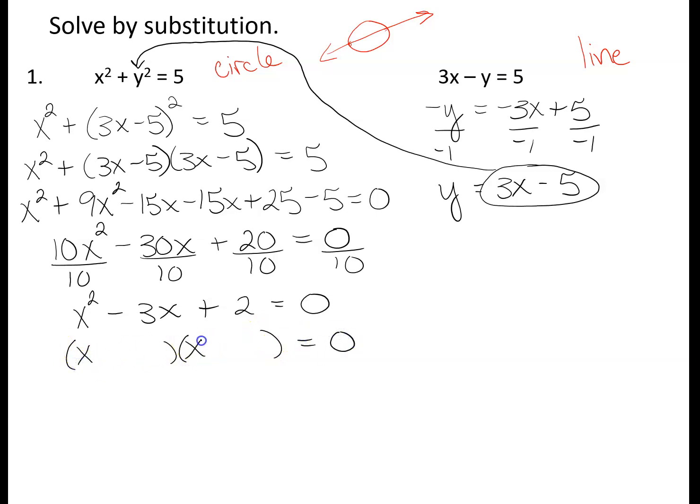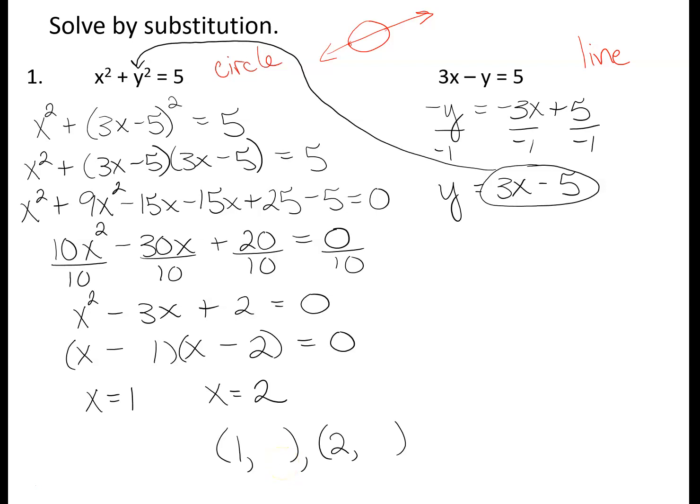It's going to be x and x. Factors of 2 that add to be 3 are 1 and 2. Same signs, both minus. Set those each equal to 0 is going to give us x equals 1 and x equals 2. So two x values. That means two ordered pairs. So in the end, we're going to write ordered pairs. We're going to have a 1 comma, and then we need a y value to go with it. And then we're going to have a 2 in the x, and we're going to need a y value to go with it. So that's what we're going to do next, find these y values.